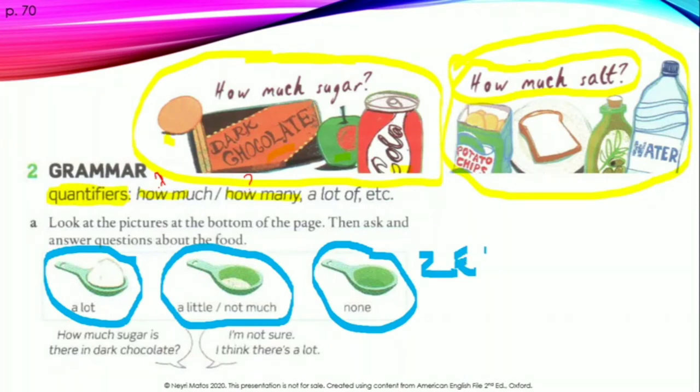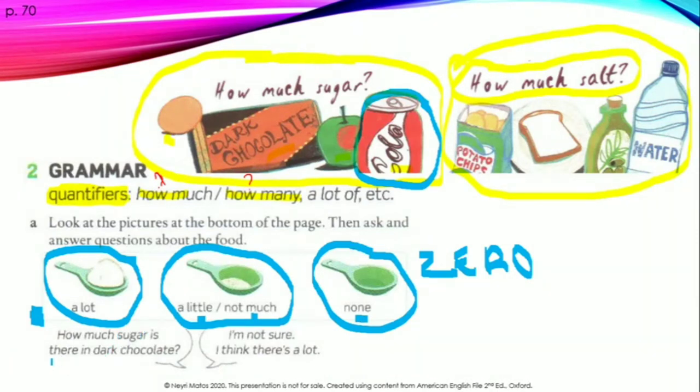So when we have none, that means 0 food, right? So a lot, when you have a big quantity, a little or not much when you have a small quantity, and none when you have 0, okay? So I can ask a question with how much, right? For example, how much soda do you have? And you can say, for example, a lot of soda, a little soda, or not much, or you can say none, that means 0, right?